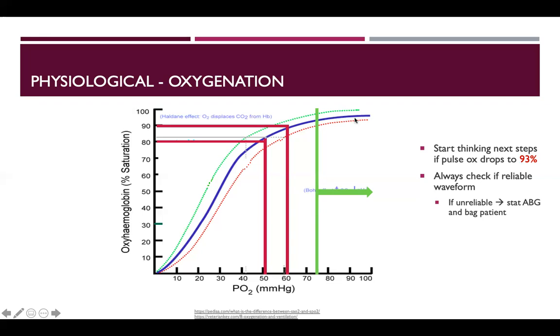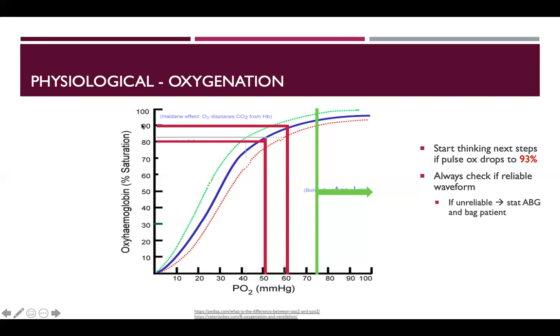So those are there just for your reference, but I'm going to look at this blue line here. And as you can see, this 75 to 100 is pretty large on the x-axis, but when you translate it to the curve, on the y-axis, it's actually only translating to a pulse ox of like 93 and up. So a 7-unit difference versus like a 25-unit difference.